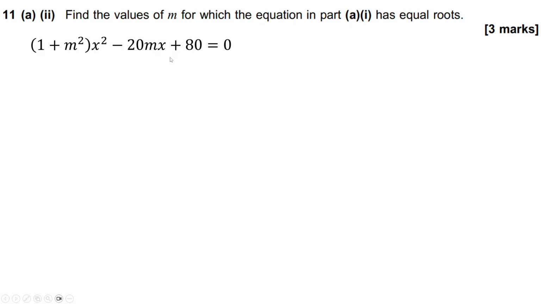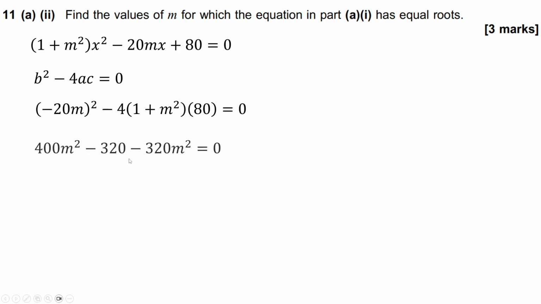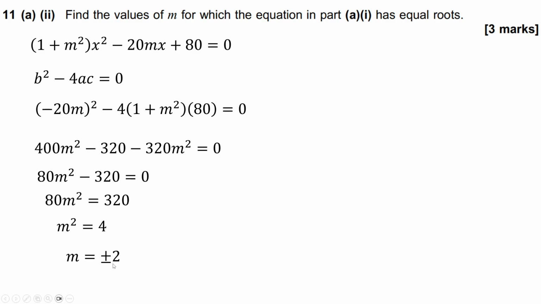So we've got this, and we want to show that they've got equal roots. So if they've got equal roots, the discriminant is equal to 0. B here is minus 20m, and then A is 1 plus m squared, and C is just 80. So plug that in, expand that, and then just rearrange a little bit to get this. Divide by 80, so m squared equals 4, so m equals plus or minus 2.